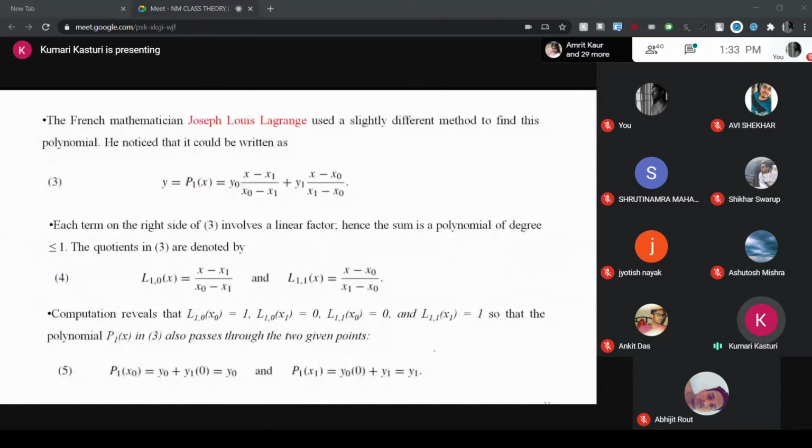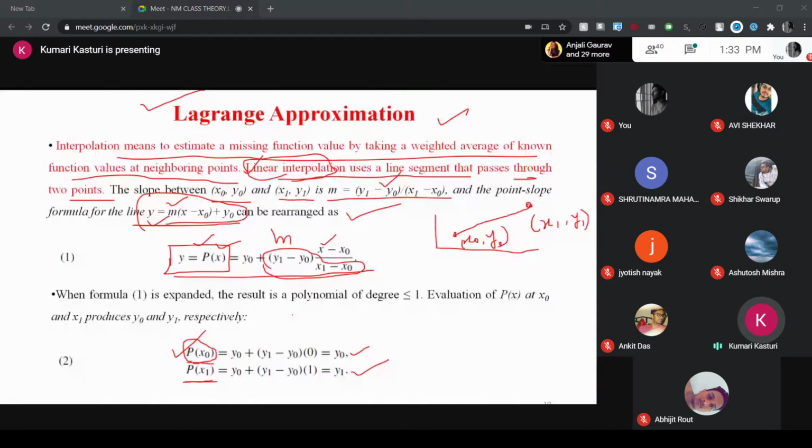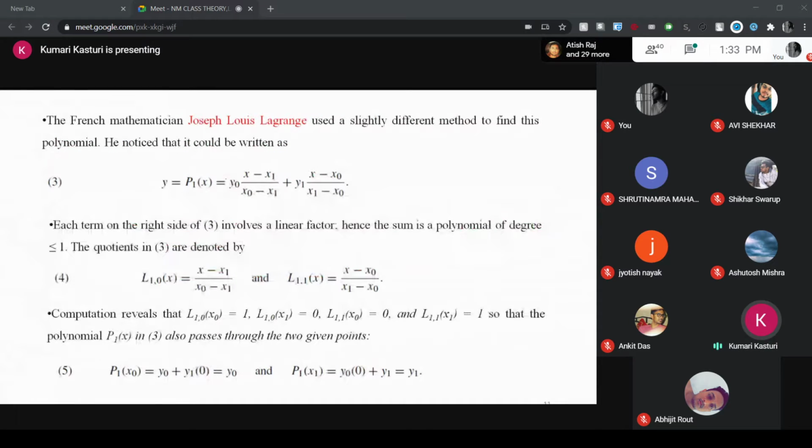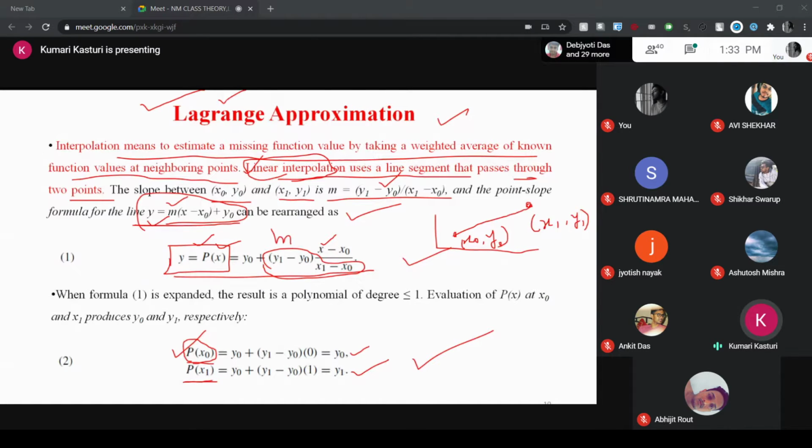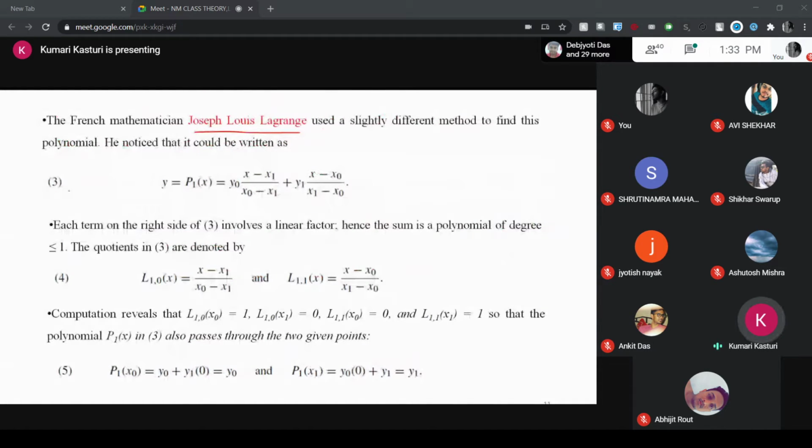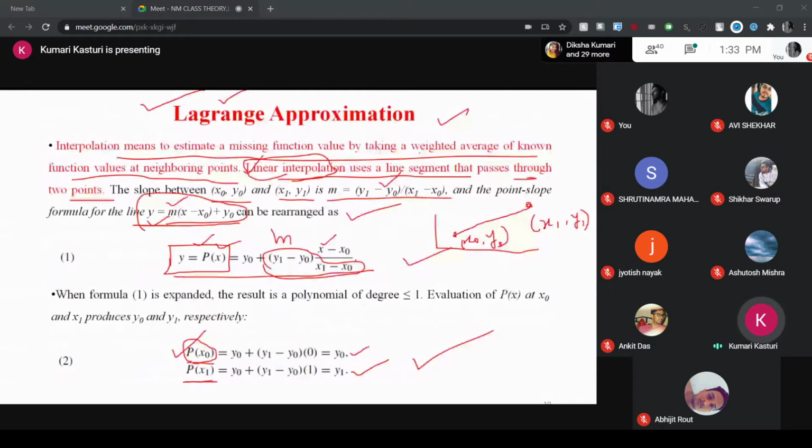So now just see here. This is the equation in a general form. These are the values we have got here. Now, this method is called Lagrange approximation because the mathematician Joseph-Louis Lagrange proposed it. He used a slightly different method to find the polynomial. He did the same thing, but due to the procedure he suggested, a new form of polynomial will come. That polynomial is called your Lagrange polynomial and Lagrange polynomial approximation.